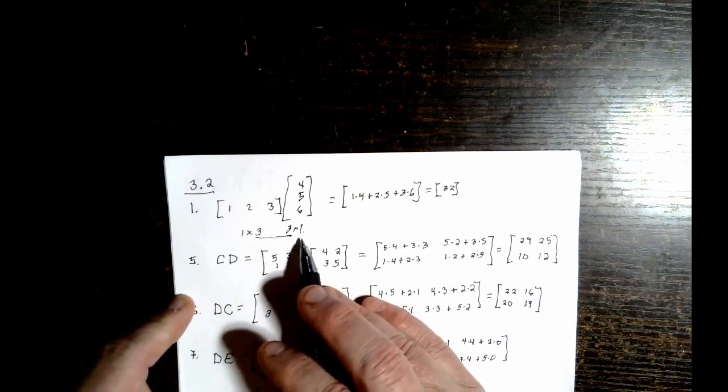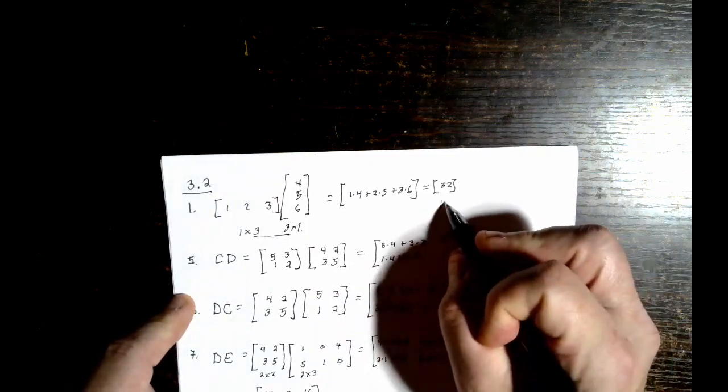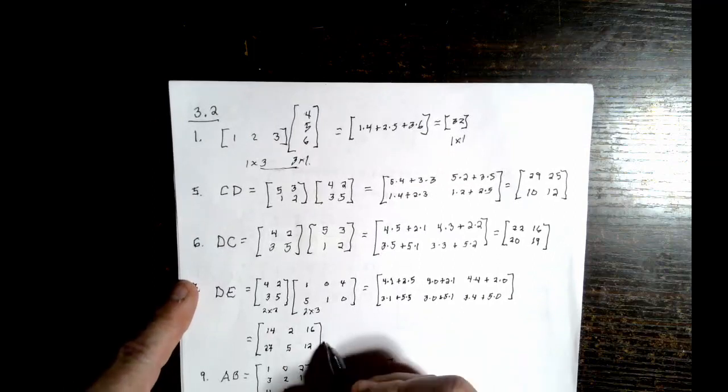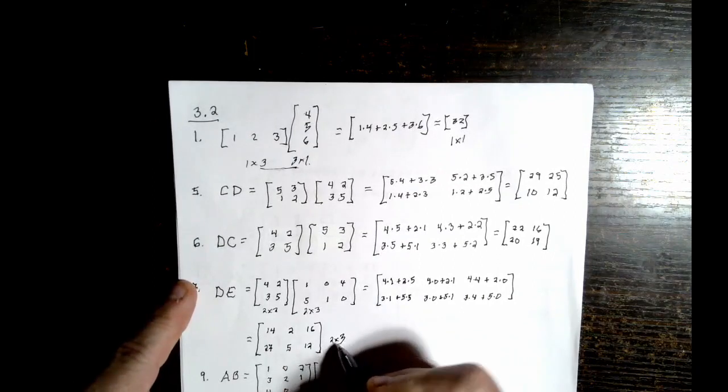Okay, and this one is a 2 by 2, and this is a 2 by 3. Actually, the outside ones don't have to match. The outside ones will tell you what the size of your answer is. This is a 1 by 1. Okay, so this is a 2 by 2 and 2 by 3. The middle numbers match. So your answer is going to be a 2 by 3, which it is down here. It's a 2 by 3.